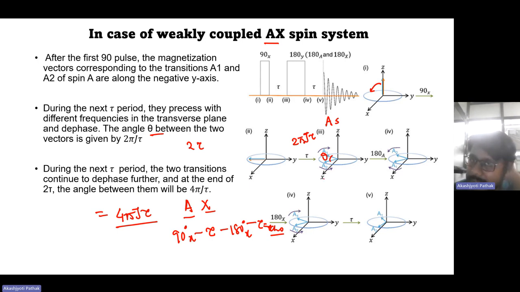So what you can see in this weakly coupled AX spin system, in contrast to what we have seen in the uncoupled spin system: in the uncoupled spin system, both the spins were aligning along the y direction. But after this 180-degree X pulse and this tau time delay, these will not align, and there will be a phase between these two spin systems, which is given by 4 pi j tau.